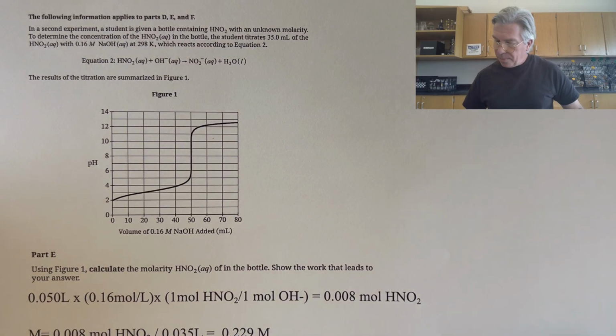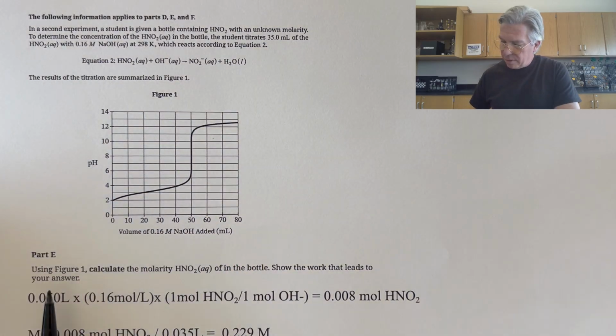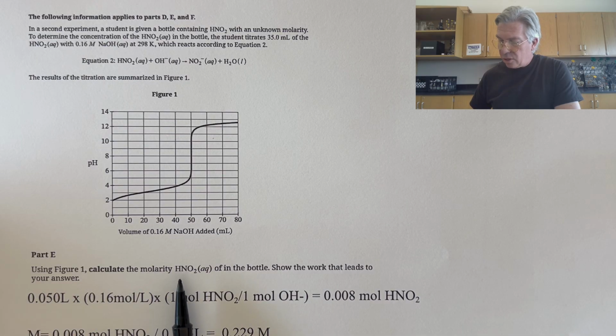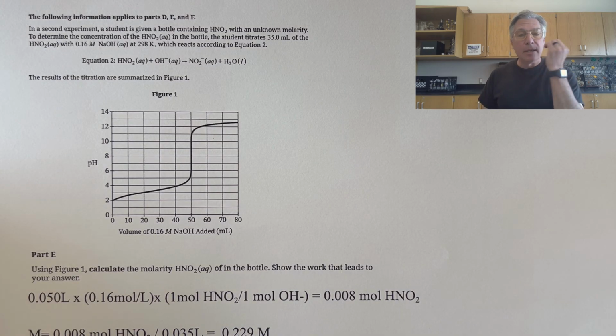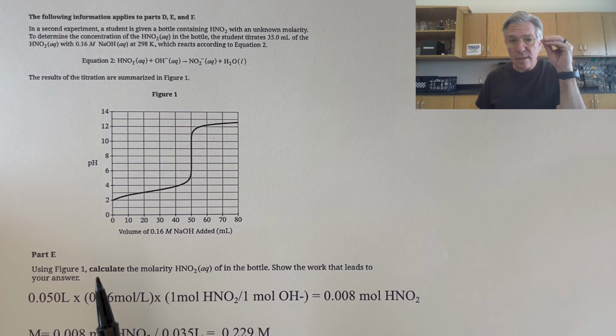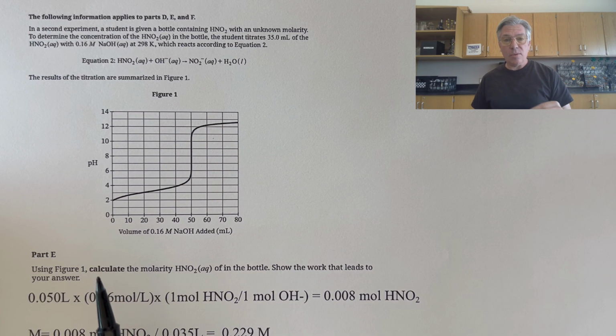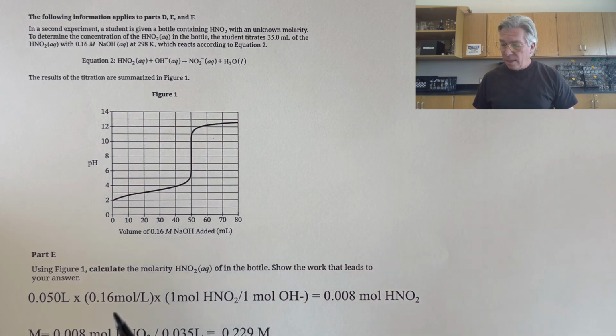Now the next part, same input of information up there. Using figure 1, calculate the molarity of the HNO2 in the bottle. Show the work that leads to your answer. So sometimes when we see a question like this, I've seen students get mixed up because they think they have to do an ICE table or an equilibrium calculation or a buffer Henderson-Hasselbalch. It's really just a stoichiometry. When you're talking about finding the molarity off of this, it's stoichiometry.